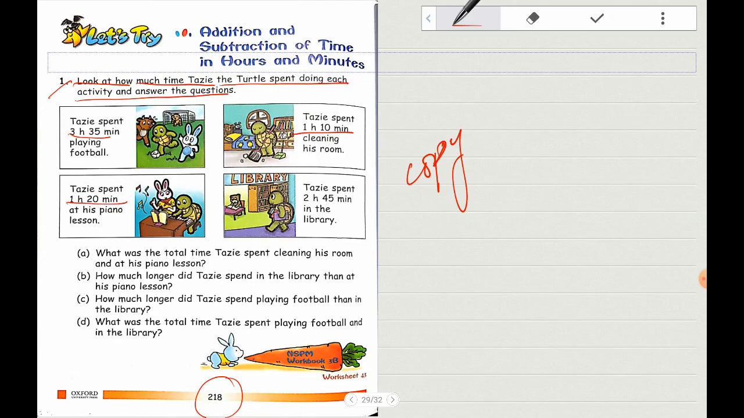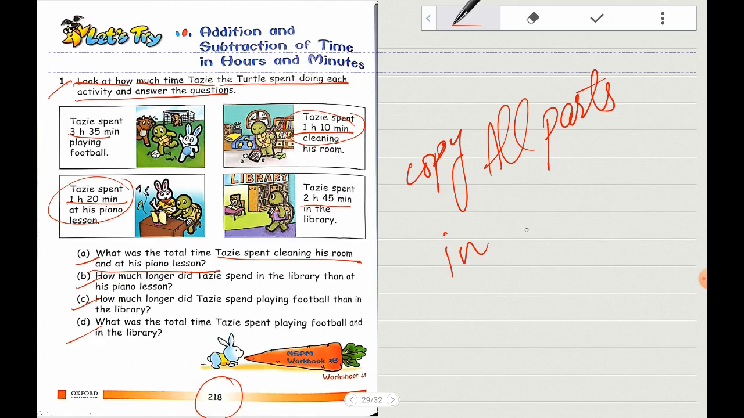Daisy spent 1 hour 20 minutes at his piano lesson. Daisy spent 2 hours 45 minutes in the library. You can see the first example. What was the total time Daisy spent cleaning his room and at his piano lesson? This is the cleaning room time, 1 hour 10 minutes, and the piano lesson is 1 hour 20 minutes. You can find the addition of these two. On the basis of all these examples, you can attempt A, B, C and D parts, all the parts in your copy. Now move on to the next page.